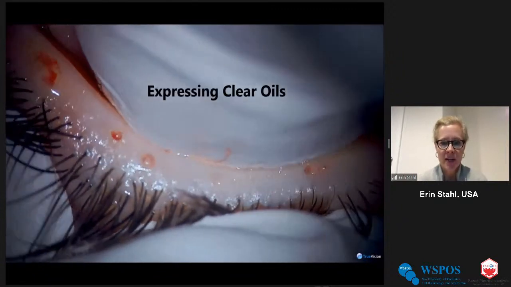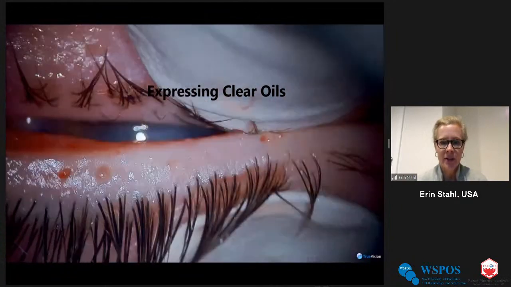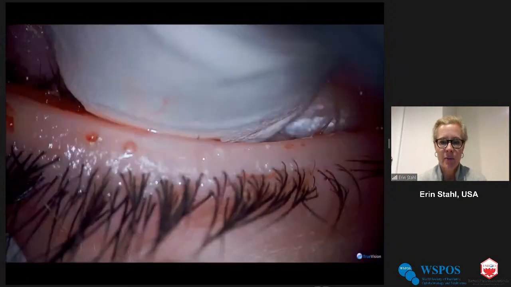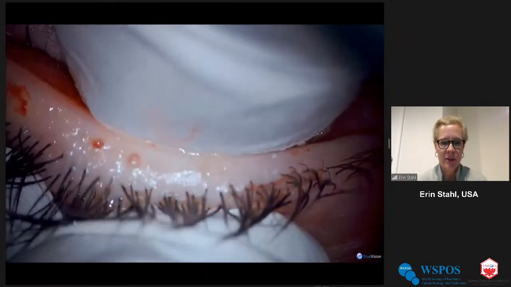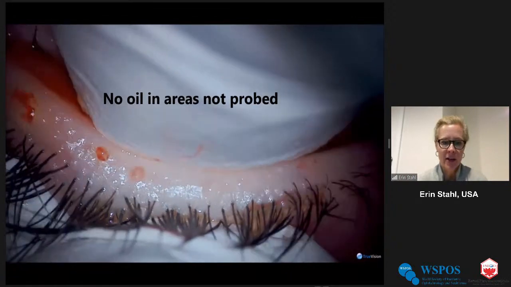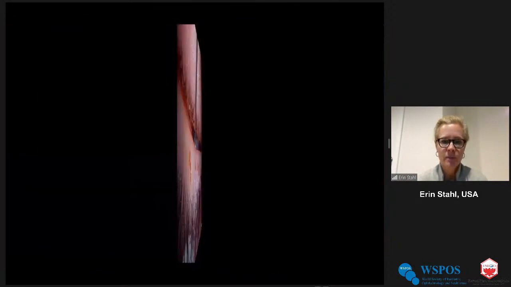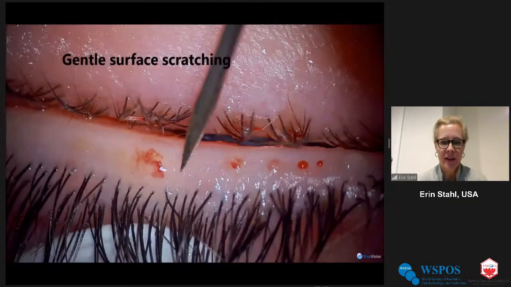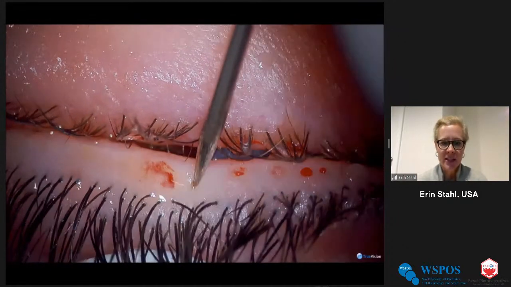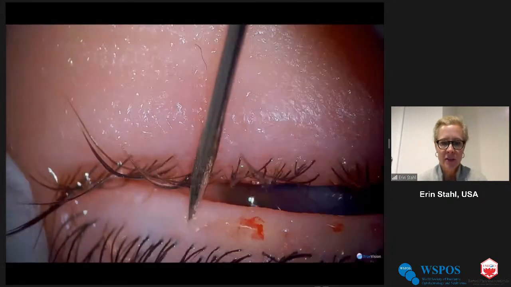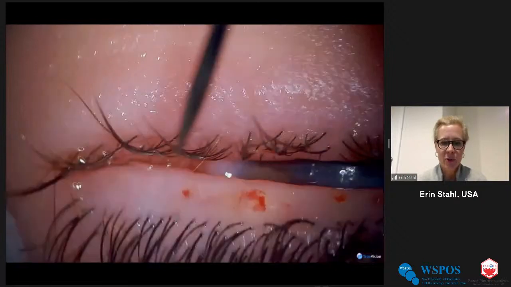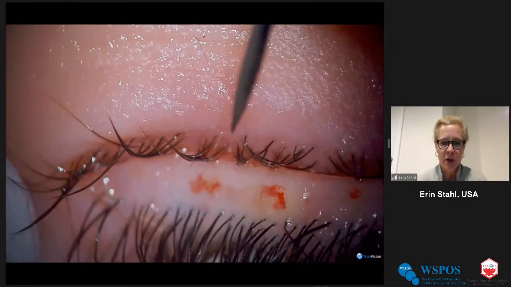But if I move right next to it, where I haven't probed, I've probed down here. Right there in the middle where I haven't probed, it's a little out of focus, but you can see nothing comes out no matter how hard I squeeze on the areas that aren't probed. And then sometimes you can't really find the glands. It just looks like a solid eyelid with no glands. And I found that if you take the tip and scratch it along, you can find them. And then there's some like this, that as soon as you probe it, stuff starts pouring out.